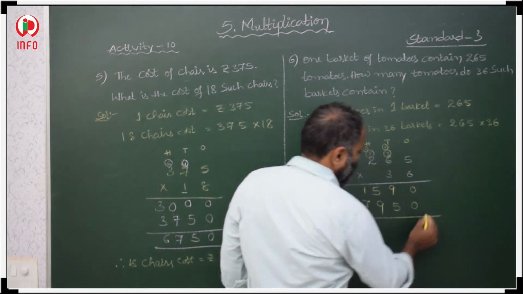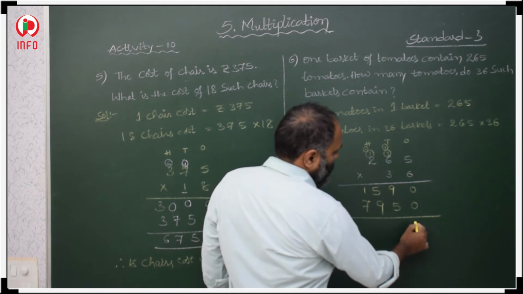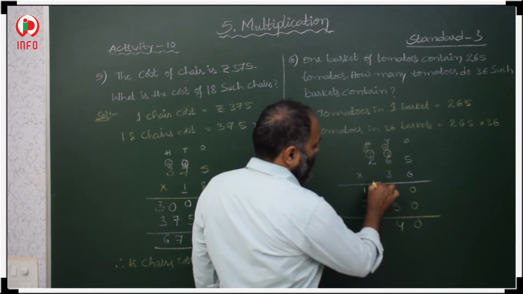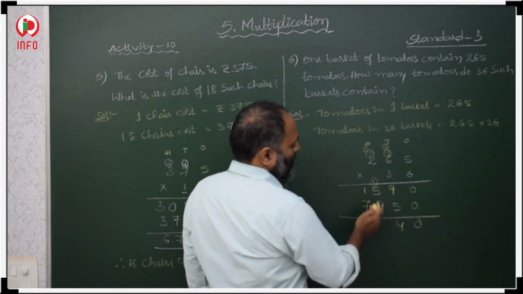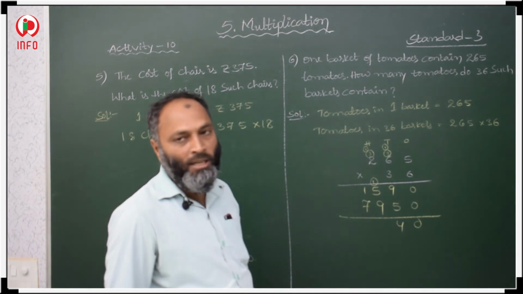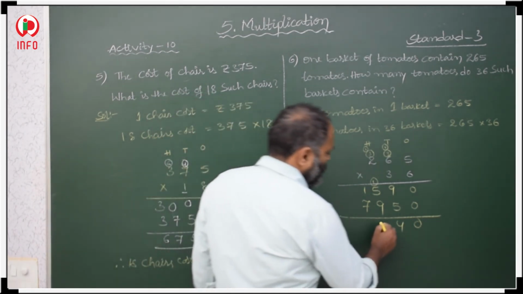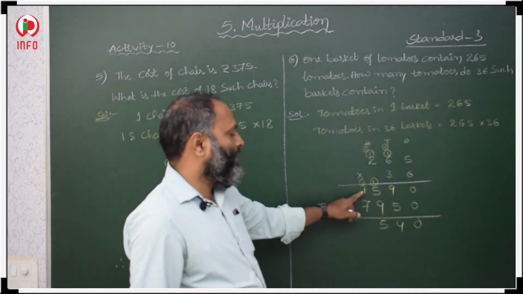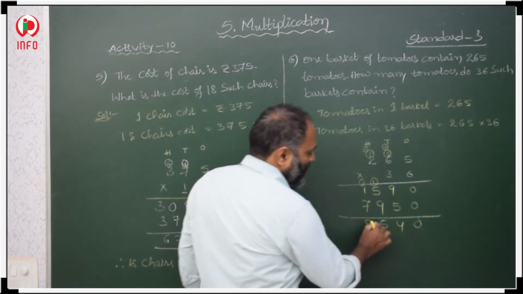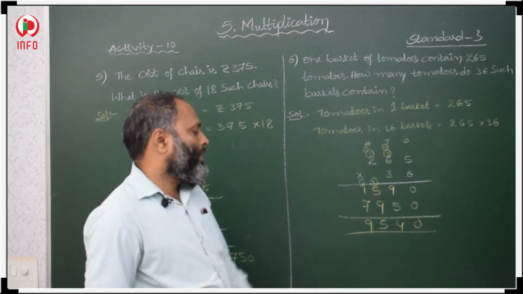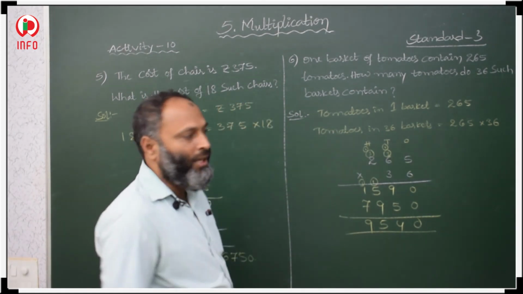Now add. 0, 9 plus 5 is 14. This is 6 plus 9, 5 plus 1 is 6, 6 plus 9 is 15, 7 plus 1 is 8, 8 plus 1 is 9. Total how many tomatoes were there in 36 baskets? 9540.